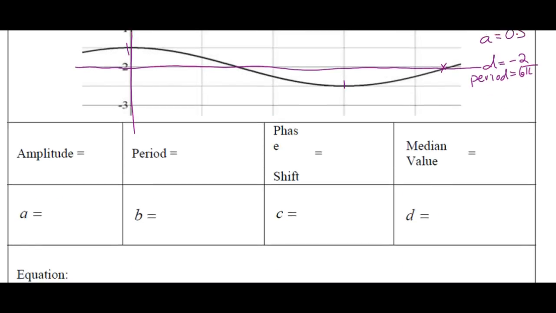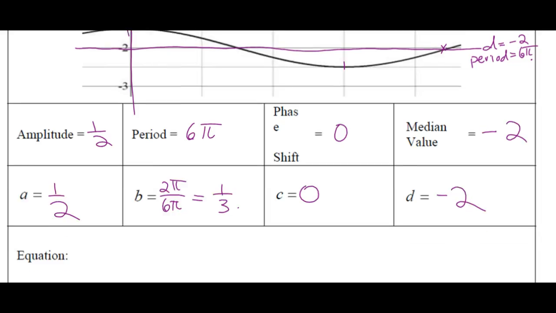So what do we say? Amplitude was 1/2. A value is 1/2. Period is 6 pi. What's the B value? 1/3. Sorry, B value is 2 pi divided by 6 pi, or 1/3. Another way to think about it: as soon as I write 1/3, I can think, oh, that's a horizontal stretch by a factor of 3. Phase shift was none, and the median value was -2, so D is -2.